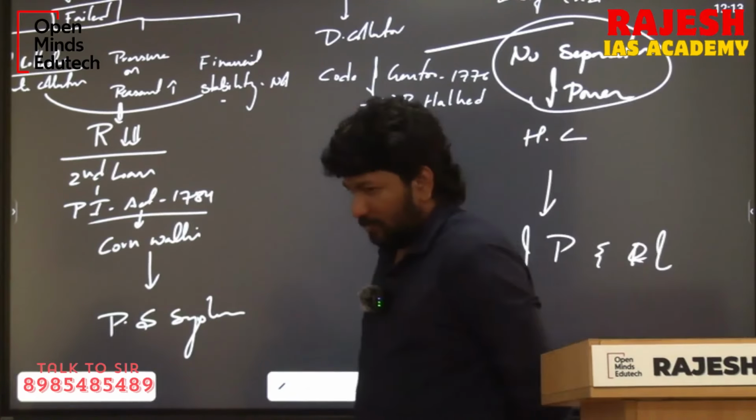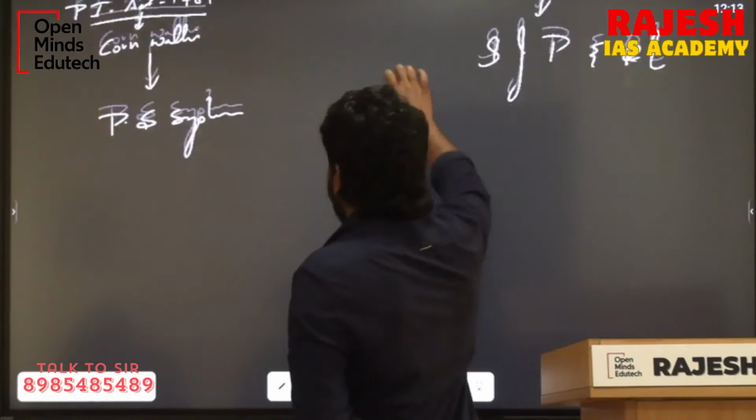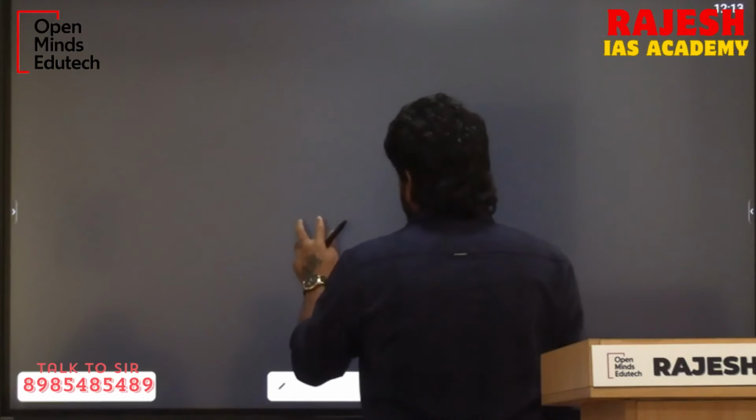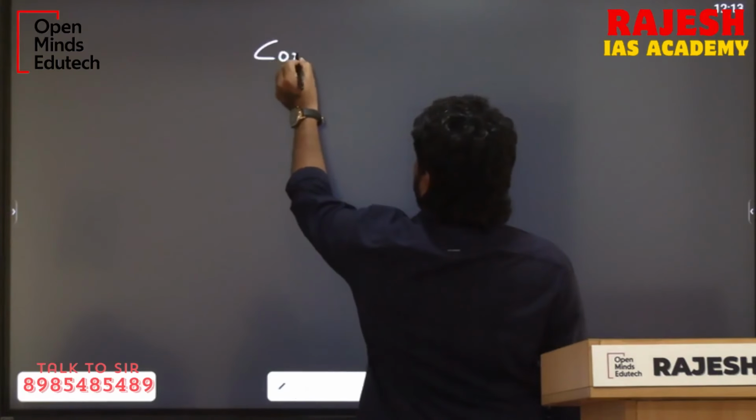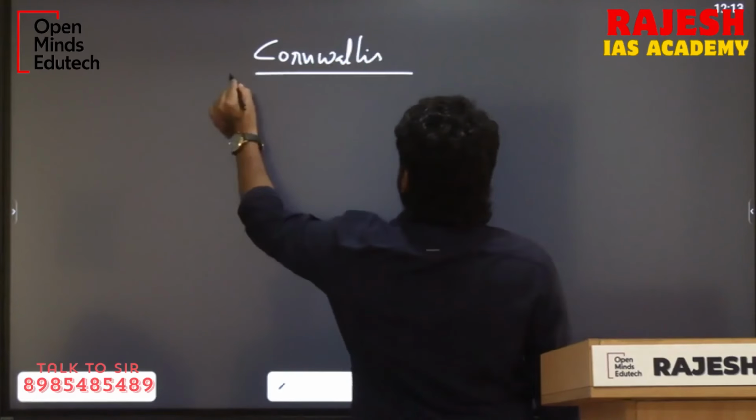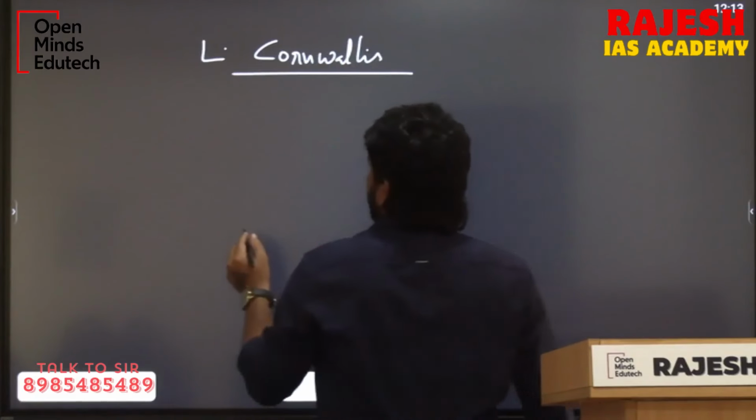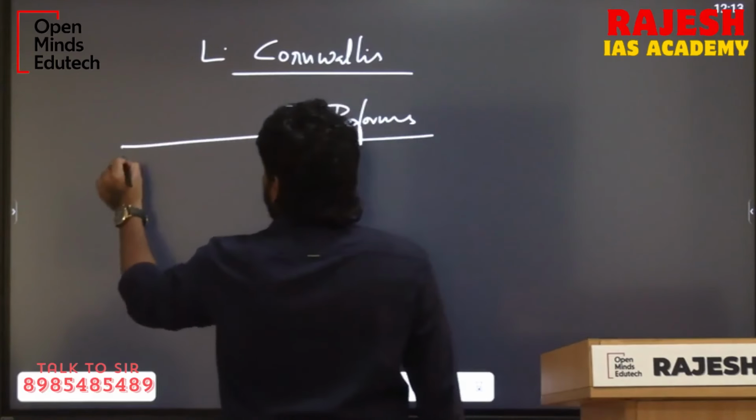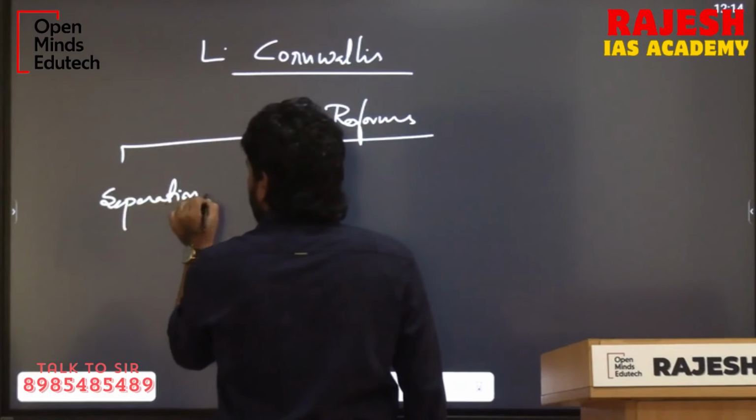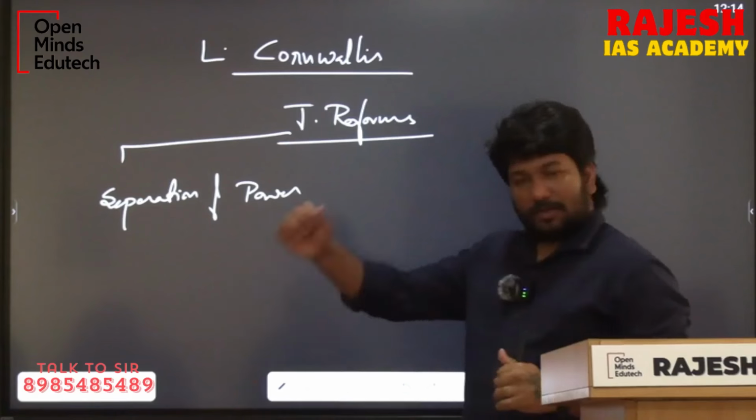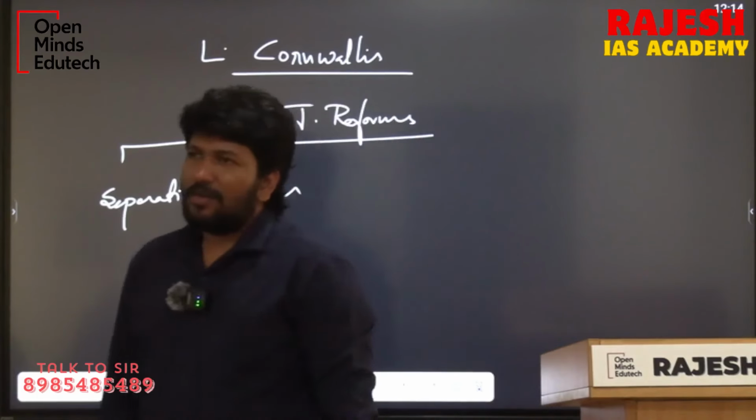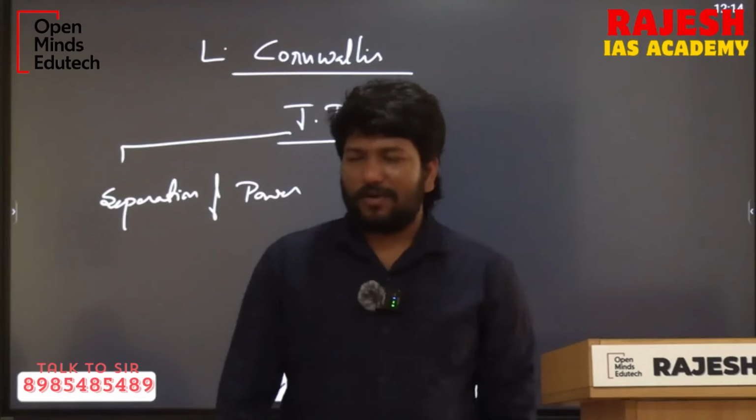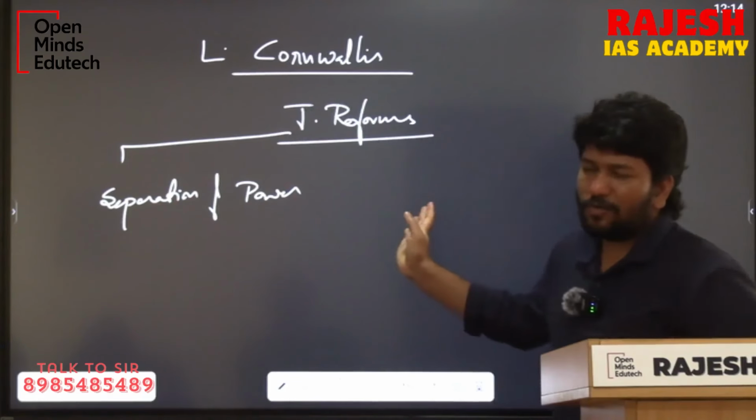Put the heading Cornwallis. First we will discuss the judicial reforms, then I will discuss land revenue. Judicial reforms, first one. No fixed term. Warren Hastings came in 72 and ruled until 84, and Cornwallis I think ruled up to 93.